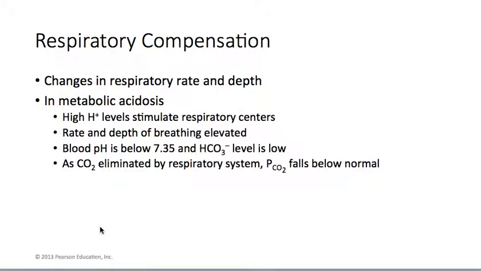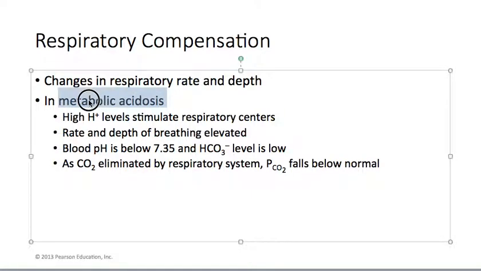All right, so when there are changes to the pH, there's respiratory compensation, meaning the body will change the respiratory rate and the depth of breathing. It'll change the tidal volume. When there's metabolic acidosis, and here's a little trick, whatever word comes before acidosis or alkalosis is what caused it. So it's either going to be respiratory acidosis or metabolic. Metabolic means something besides the lungs. So there's only two types.